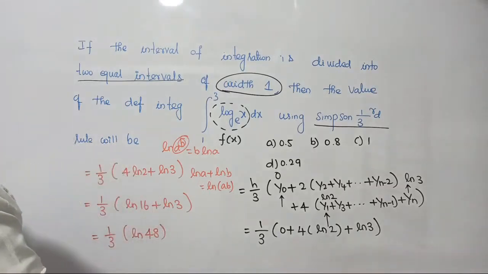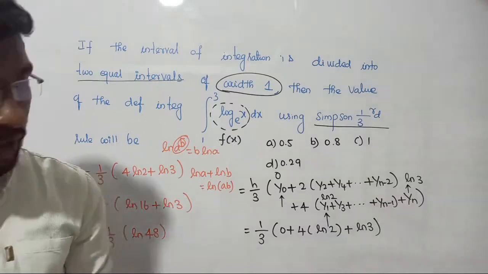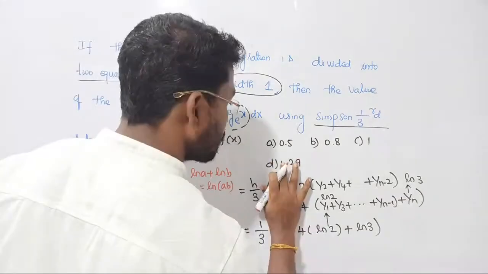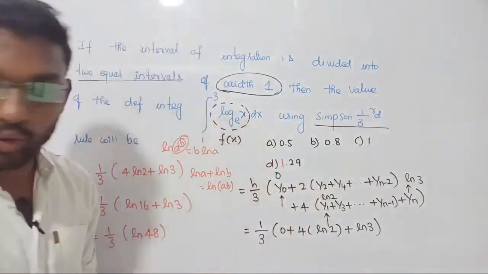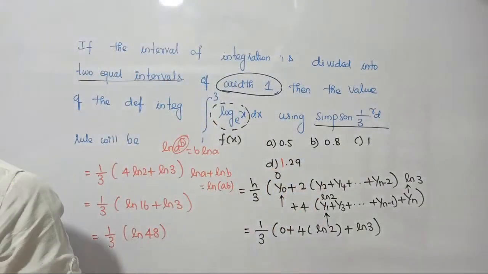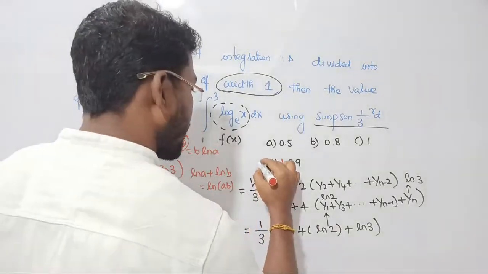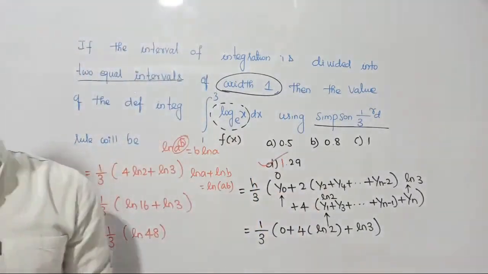One second, guys. Let me check the option first. Okay, please correct this one. This is 1.29. They made a mistake in the option. Okay, so the correct answer is option D. Okay, fine.